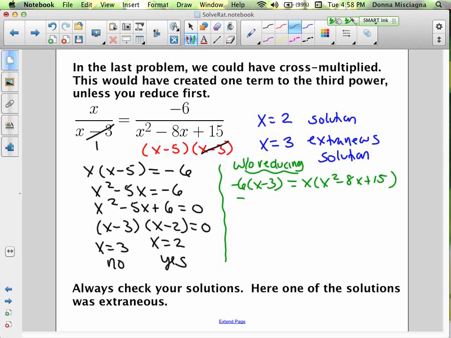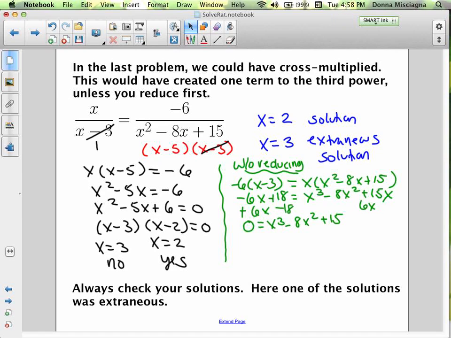And so this would give us negative 6x plus 18 equals x cubed minus 8x squared plus 15x. Again, we'd move everything to one side, so we'd add the 6x and subtract the 18. That would give us 0 equals x cubed minus 8x squared plus 15x, and I forgot to write the 6x over here. I should really write the 6x next to 15x, and then the negative 18. I forgot to write those two terms on the other side. Let's fix that. So 15x and 6x gives us 21x minus 18.